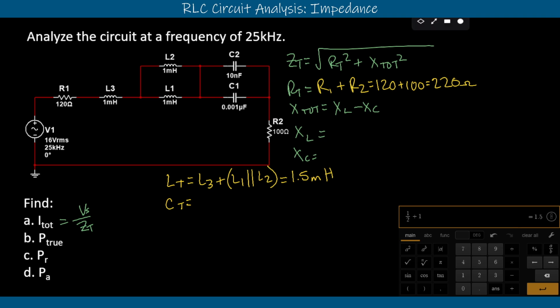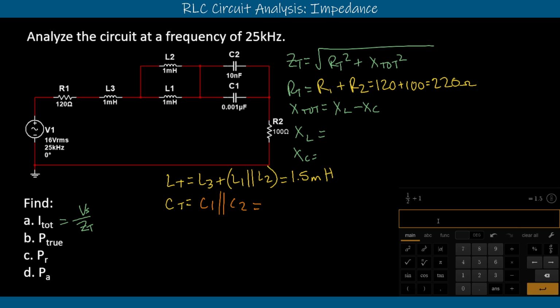Remember, capacitors in parallel are kind of backwards from everything else. Right? We'll say that we have C1 in parallel with C2. And we know with capacitors, we're just going to add those together. Right? So parallel capacitance add together. Series capacitors are the tricky part, right? They go into that 1 over 1 over equation.